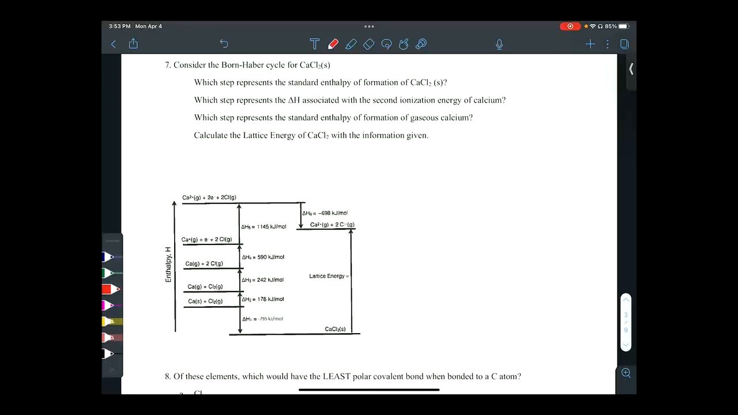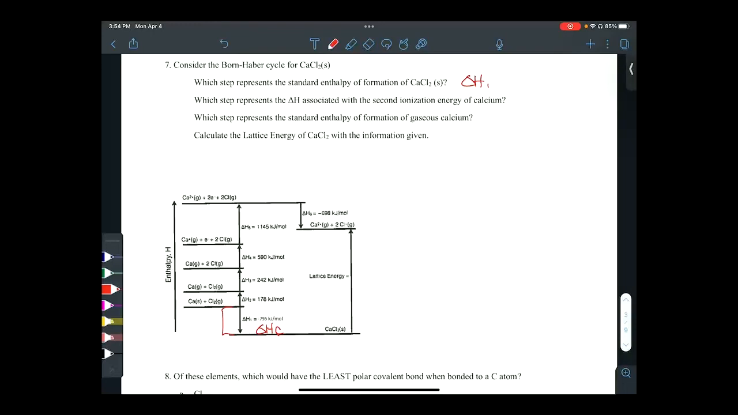All right? So which step represents the standard enthalpy of formation of the solid? See, the beauty is that all Born-Haber cycles are built the exact same way. The formation of the solid ionic salt is always the first step, this one right here, the one in the bottom corner, the one that's pointing down. That is our delta H of formation. So that is step 1, delta H1, okay?